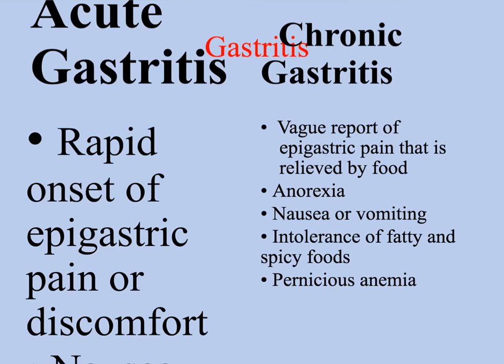So the patient will develop signs and symptoms of pernicious anemia at times with a chronic gastritis, because the constant gastritis in the stomach will prevent the proper absorption of B12 from the diet. And we'll explore that a little bit more when we go into anemias and B12 anemias and things like that.